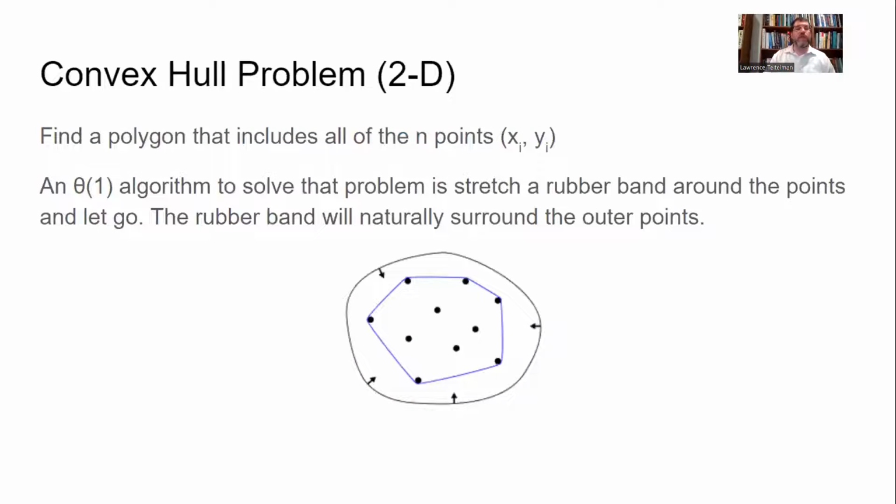So what is this convex hull problem? Again, we have a bunch of points, and we want to make a polygon. Polygon means the lines have to be straight. So this is not a polygon, that circle there. This is a polygon. And we need to enclose the points.